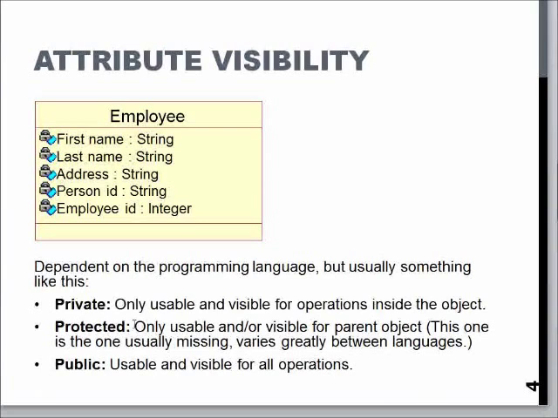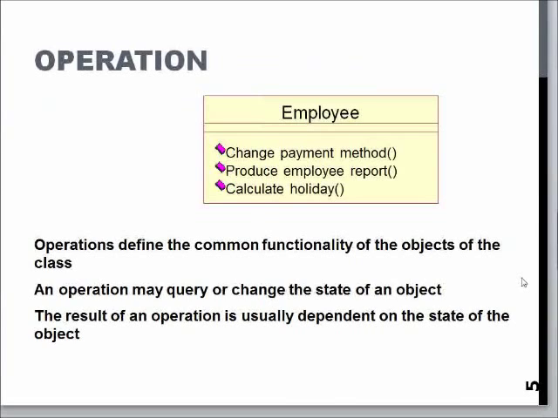The in-between is protected. It's something that varies greatly between languages, and it's usually implemented so that it's only usable and visible to the parent object. We go back into this idea of parent, or the main object, and the client objects in the next presentation, but it means that it's only visible to those objects that have some use for that particular attribute, or the classes or objects which are using that object as a part of their function.